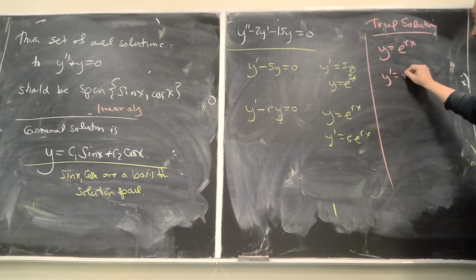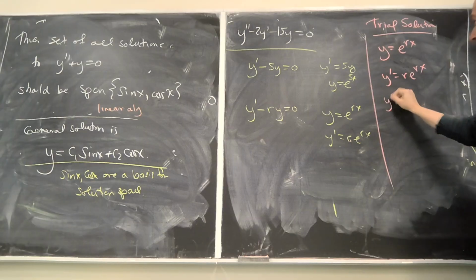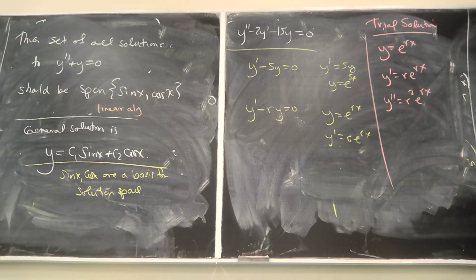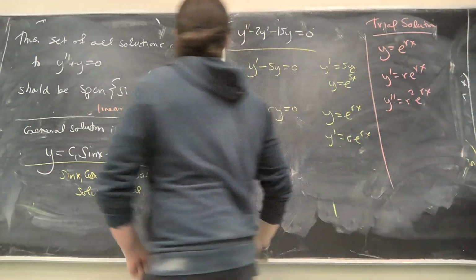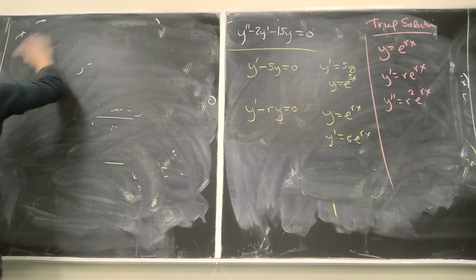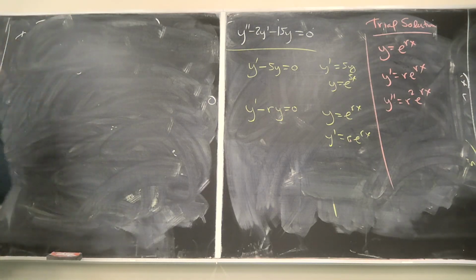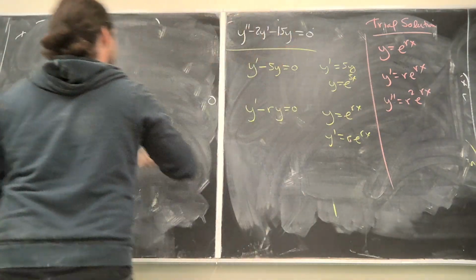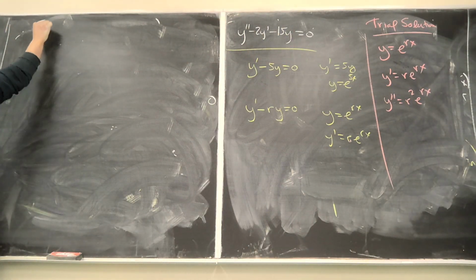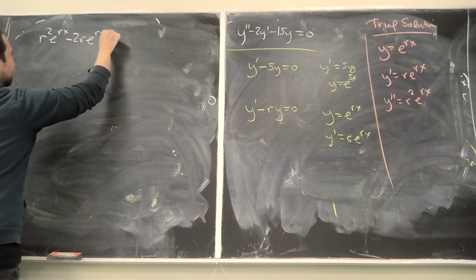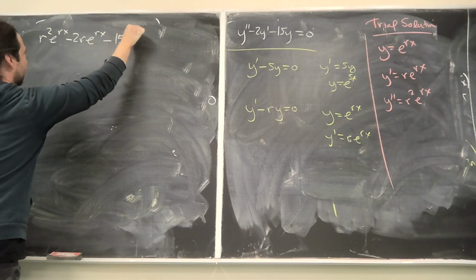y prime is equal to r e to the rx. y double prime is r squared e to the rx. If you take that information and plug it back into this differential equation, you get, okay, let's see. Your neighborhood math professor tells you, maybe you should try this trial solution, and you plug it in. You get r squared e to the rx minus 2r e to the rx minus 15 e to the rx is equal to 0.